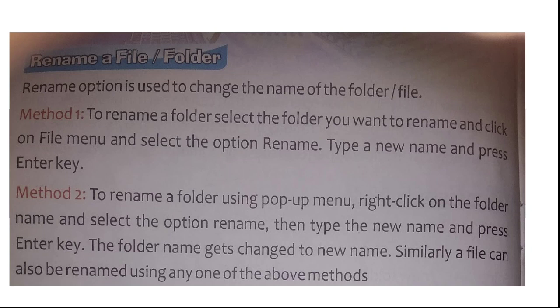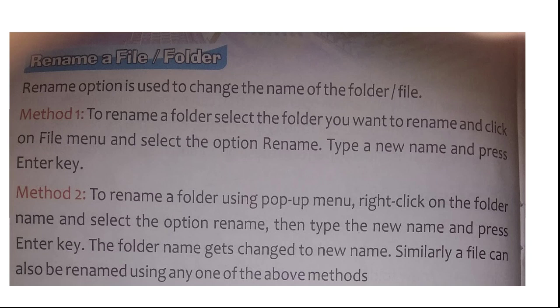The same way, select the folder or name. Then select the folder you want to rename and click on the File menu and select the option called rename. The same way, where you found New and Save and Open, there itself Rename is also available. Select Rename, type a new name and press the Enter key. That's it. This is renaming the folder with the help of the File menu.